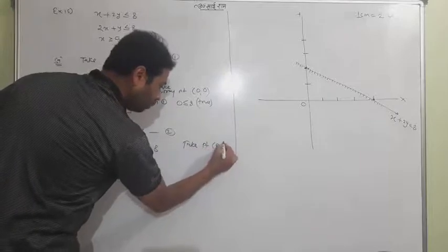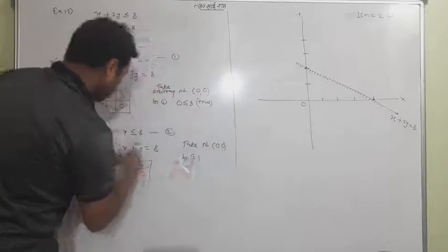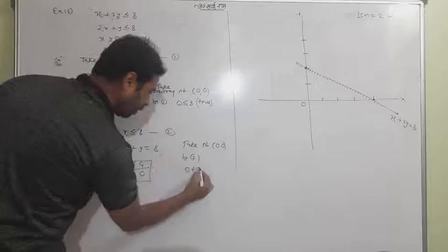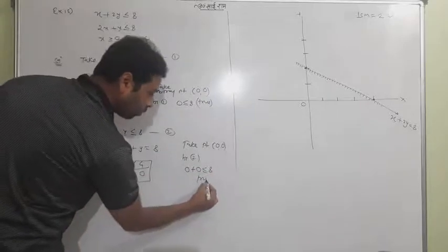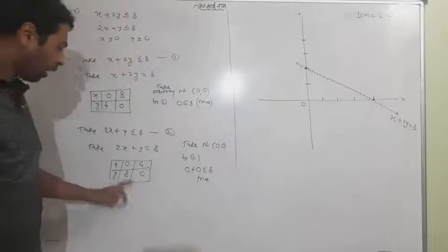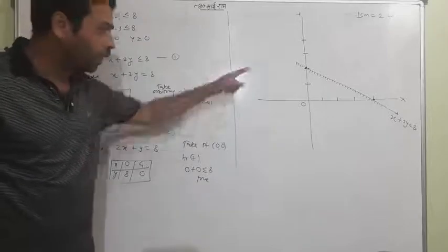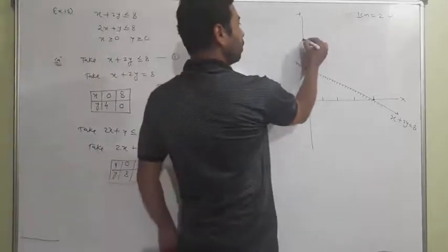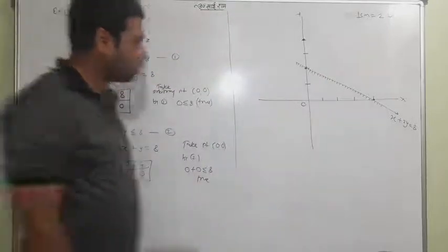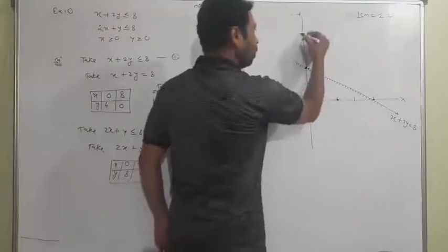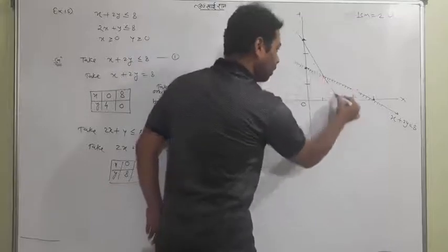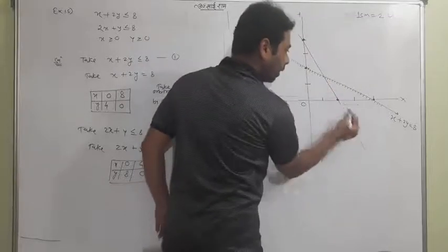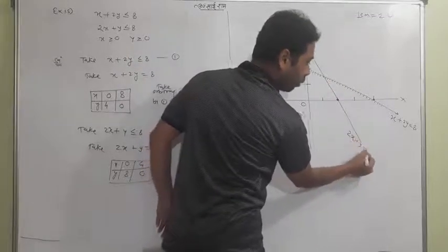Take point (0, 0) by 2. We have 0 plus 0, definitely it is again true. Oh sorry, I didn't first put the line there. Okay, let me first put the line. (0, 8) is here, and (4, 0) is here. So no matter at all, we'll make a line. It's very easy. Suppose it is a line. This line is 2x plus y equal to 8.